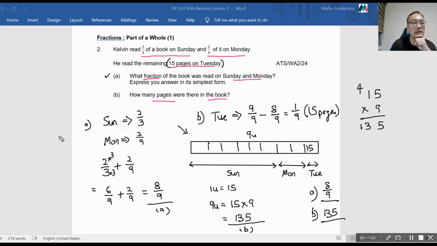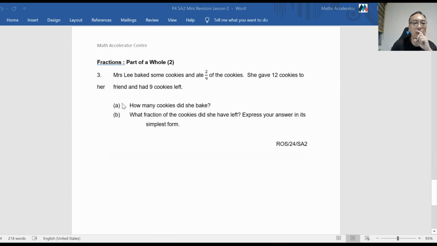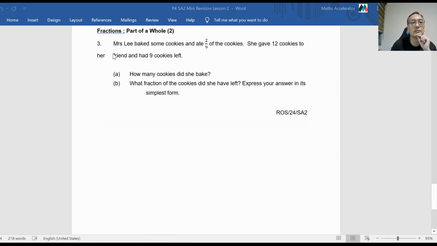Okay, let's move on to the next question. Let me read question 3 to you. Mrs. Lee baked some cookies and ate 2/9 of the cookies. She gave 12 cookies to her friend and had 9 cookies left. How many cookies did she bake? What fraction of the cookies did she have left? Express your answer in the simplest form.